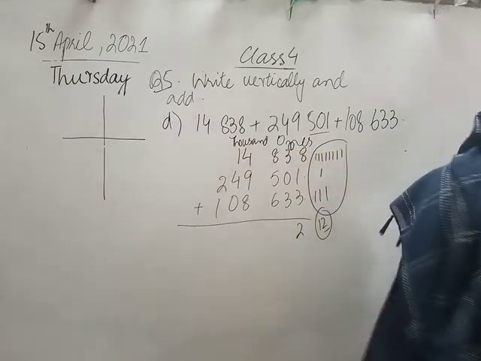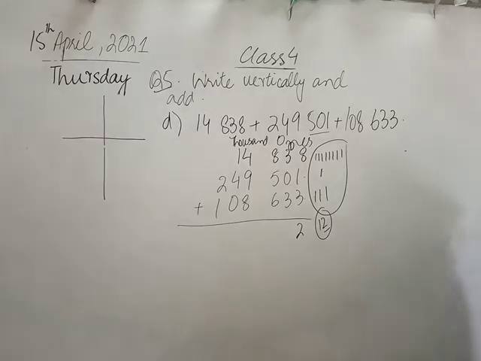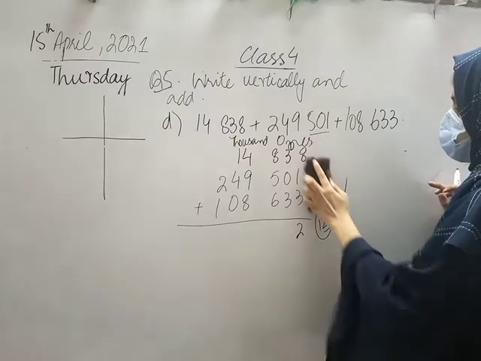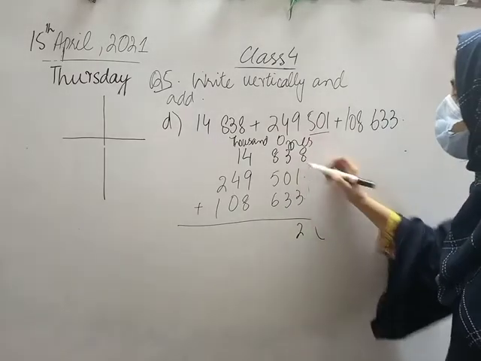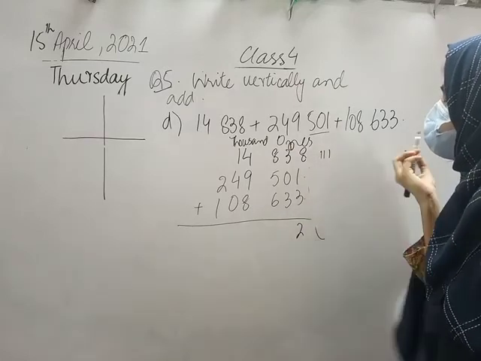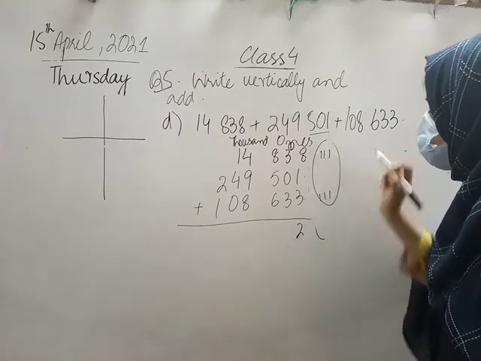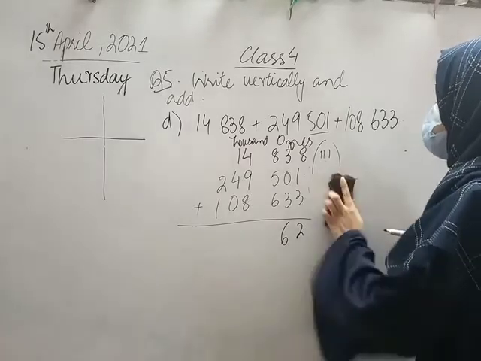Fine. Now the next number: 3 plus 0 plus 3. So 3 is upper, 0 is middle and 3 is lower. So in total I have 6. Very good.